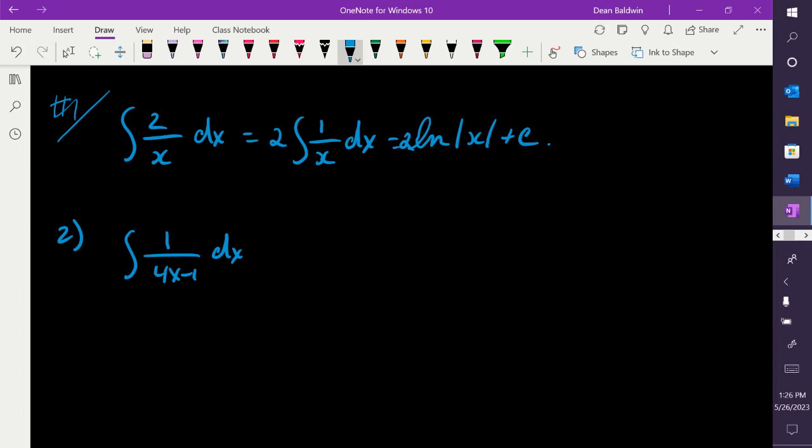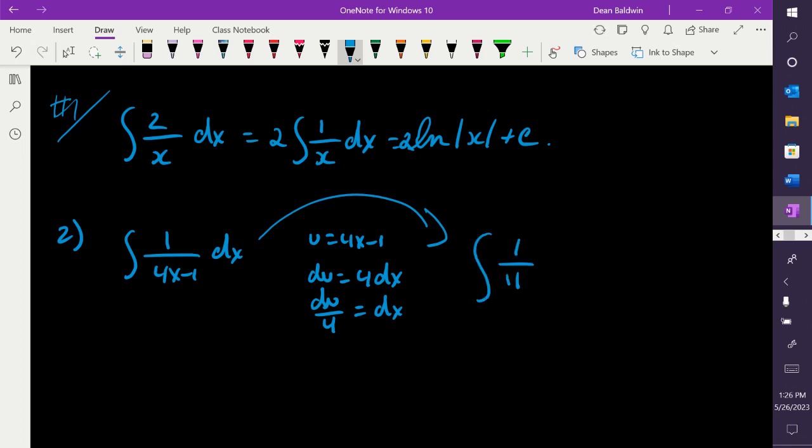The only thing u can be is 4x minus 1. So if you go u is equal to 4x minus 1, du is equal to 4 dx. So that means du over 4 is equal to dx. So then this integral becomes 1 over u du over 4. The 1 over 4 I don't really care about. That's just a constant, right?